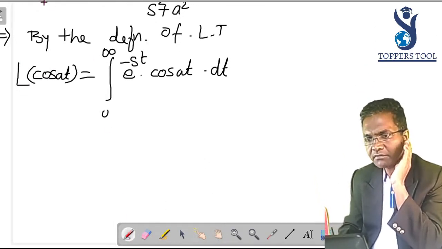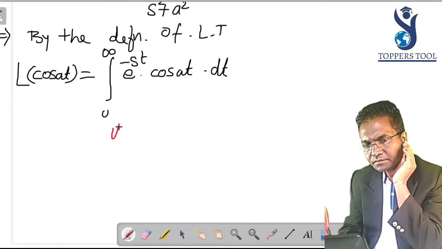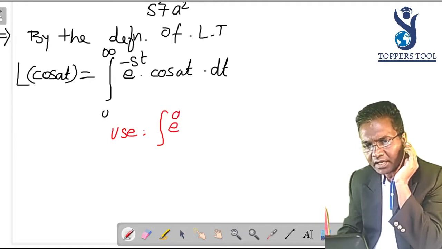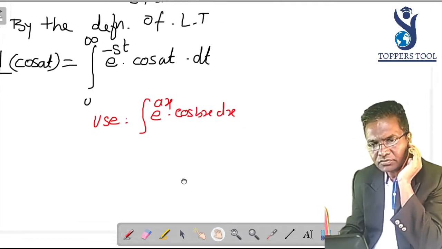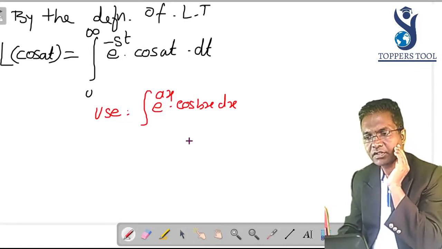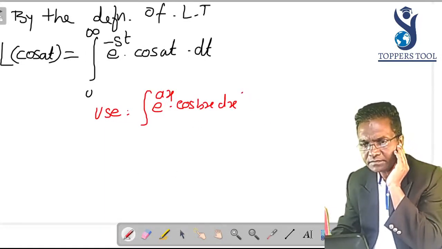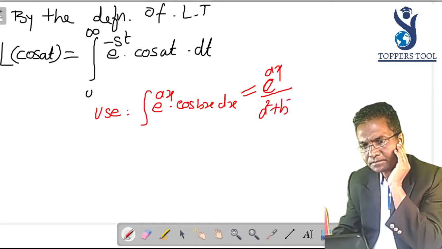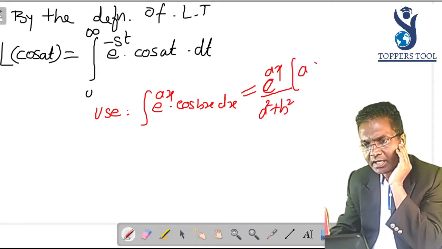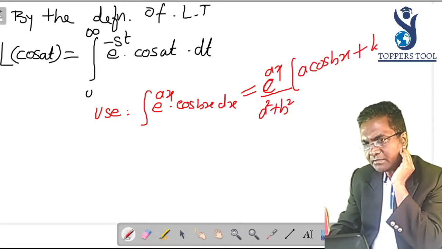Now you have to use again one integral formula. So use this integration of e power ax into cos bx with respect to x, that you have studied in 12th standard. Okay, so the integration of this is, as earlier, e power ax by a square plus b square into a cos bx plus b sine bx. Do remember this.